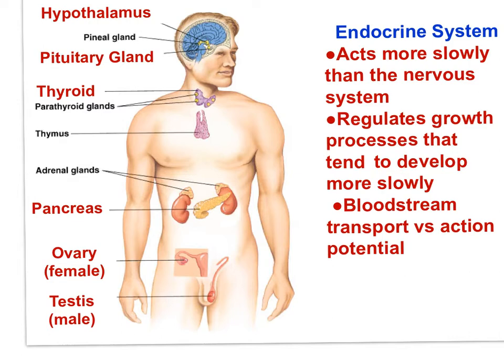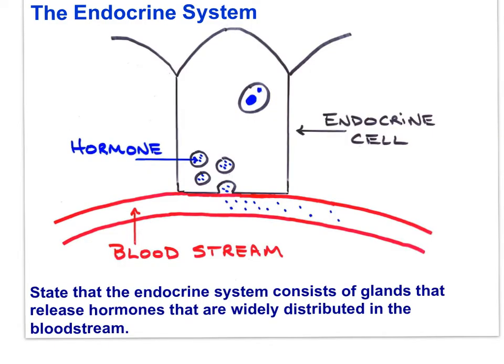Now, relative to the nervous system, the endocrine system acts more slowly and regulates growth processes that tend to develop more slowly. And again, the endocrine system involves hormones, molecules that travel in the bloodstream. The nervous system sends rapid signals known as action potentials. So here is a diagram that displays an endocrine cell as a part of a larger gland, and the cell secretes a hormone into the bloodstream, where the hormone is carried to other locations throughout the body.